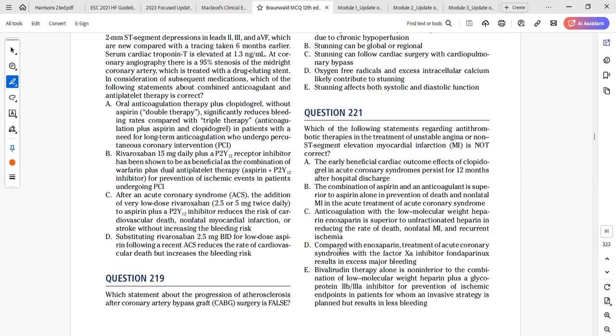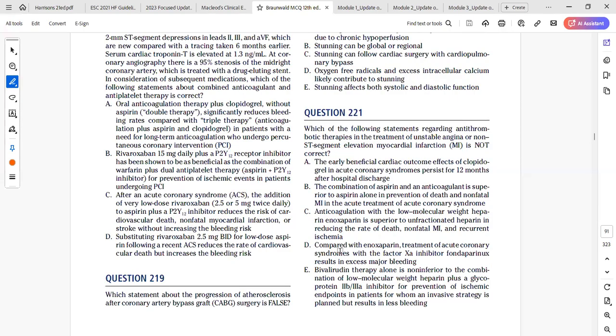Option B, rivaroxaban 15 milligram daily plus a P2Y12 receptor inhibitor has been shown to be as beneficial as the combination of warfarin plus dual antiplatelets, that's aspirin and P2Y12 inhibitor, for prevention of ischemic events in patients undergoing PCI. So according to the PIONEER AF trial, that's prevention of bleeding in patients undergoing PCI.